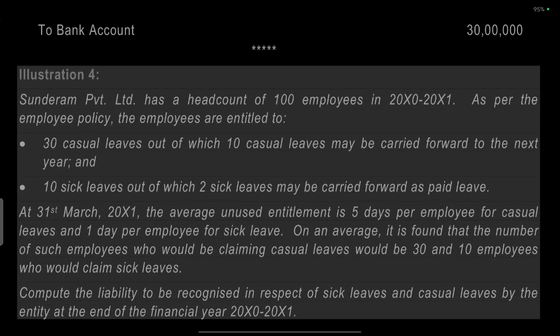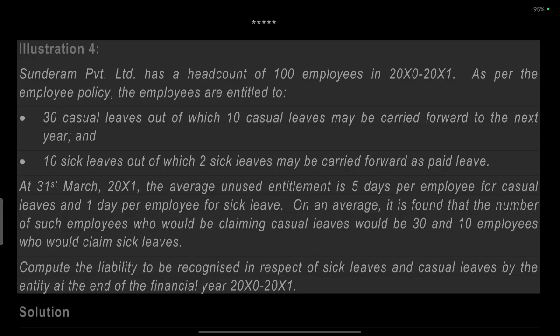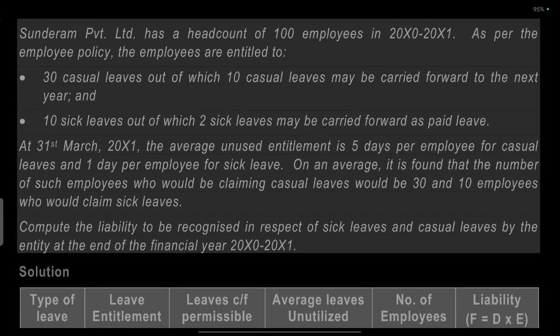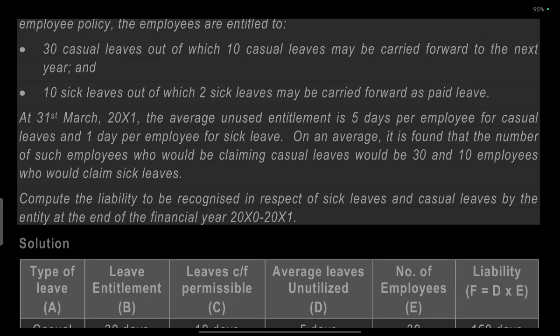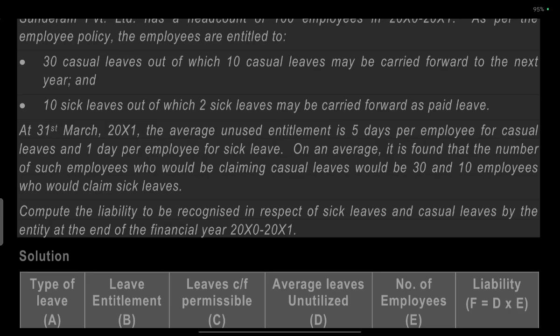The employees are entitled to 30 casual leaves and 10 sick leaves, which can be carried forward to the next year. Out of 10 sick leaves, the unused sick leaves may be carried forward. Assume an average utilization of 5 days per employee. Out of 10 leaves, 6 leaves may be carried forward.